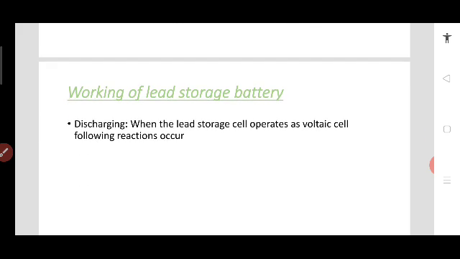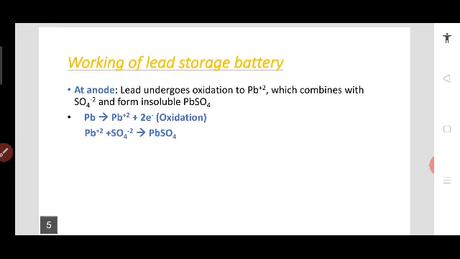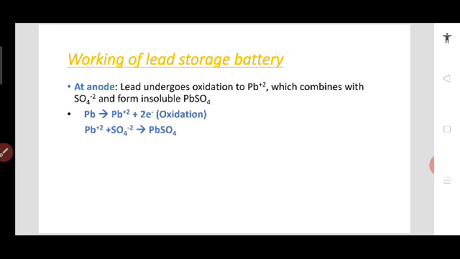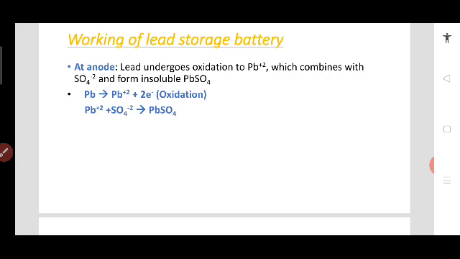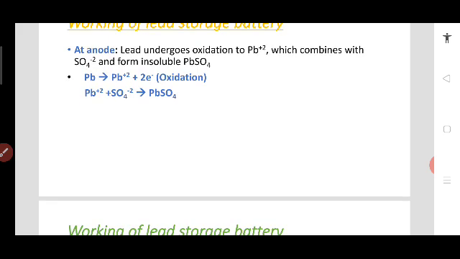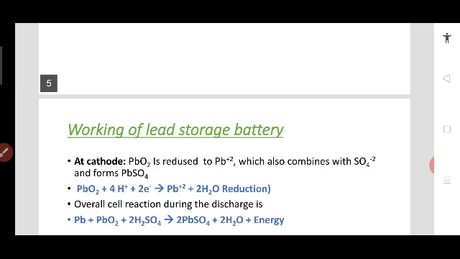Working of lead storage battery, discharging. When the lead storage cell operates as a voltaic cell, the following reactions occur. At the anode, lead undergoes oxidation to form Pb2+, which combines with SO4 2- to form insoluble PbSO4. So Pb gives up 2 electrons, oxidation. Pb2+ again reacts with SO4 2- to give PbSO4.